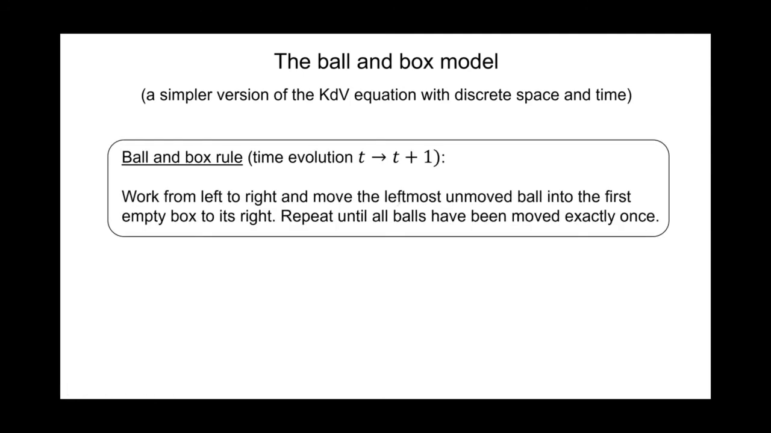Then we need to specify how the system evolves in time when t goes to t+1, and this is given by the ball and box rule, which goes as follows. We are instructed to work from left to right and move the leftmost unmoved ball into the first empty box to its right. And then we need to repeat this procedure until all balls have been moved exactly once.